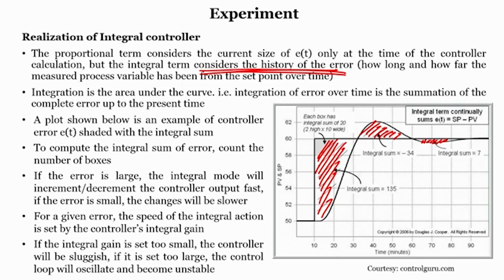To compute the integral sum of error, we can count the number of boxes. If the error is large, the integral mode will increment or decrement the controller output faster, and if the error is small, the changes will be slower. It is very simple. For a given error, the speed of integral action is set by the controller integral gain. If the integral gain is set too small, the controller will be sluggish. If it is too large, the controller will oscillate and become unstable, correct.